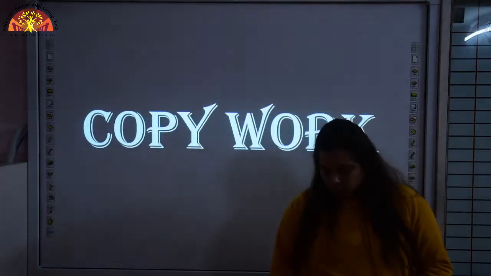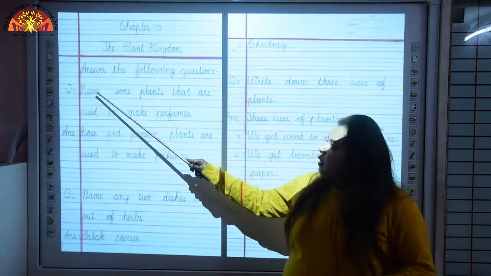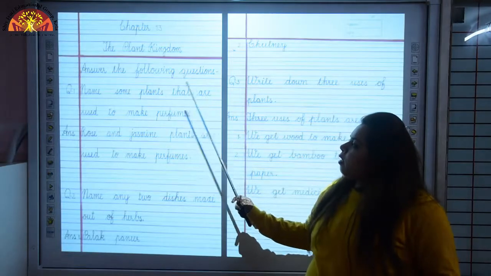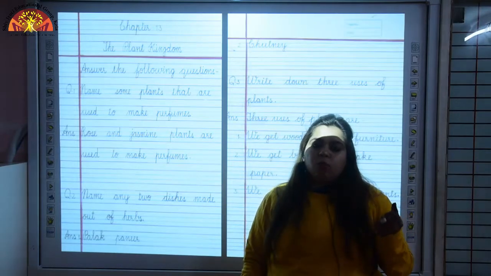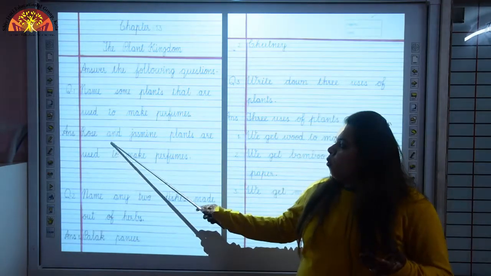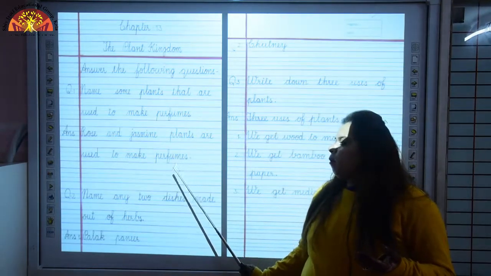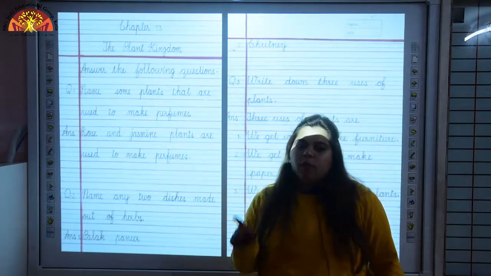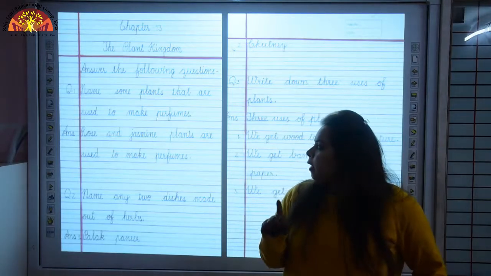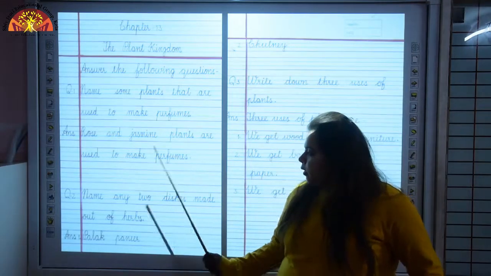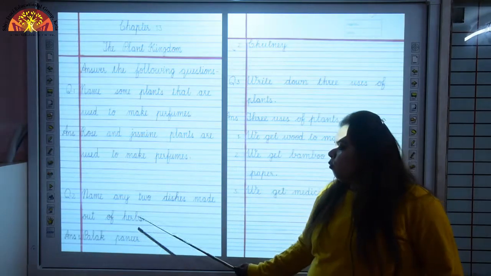Now children, let's switch to its copy work. First question, name some plants that are used to make perfume. Here we have to name some plants, the plants that are used to make perfumes. Rose and jasmine plants are used to make perfume. Which plants are used to make perfume, children? Rose, R-O-S-E, rose, jasmine, J-A-S-M-I-N-E, jasmine.